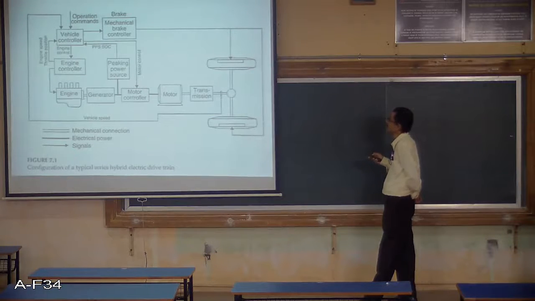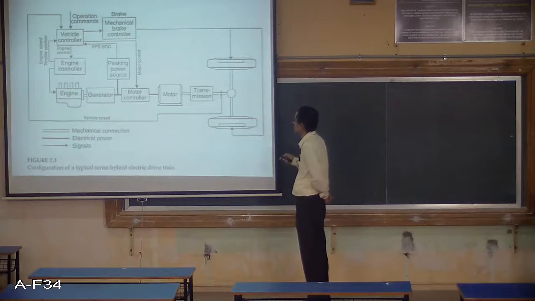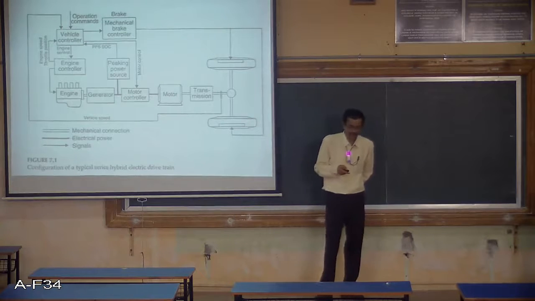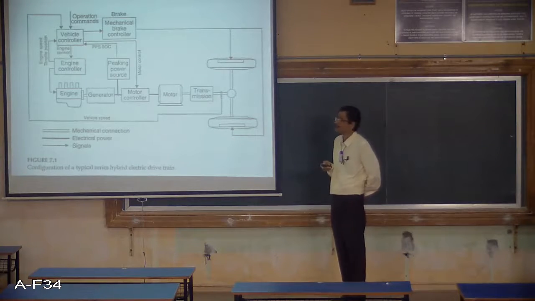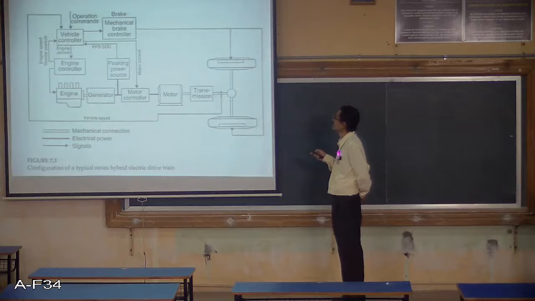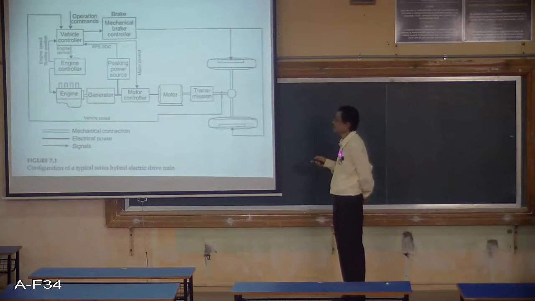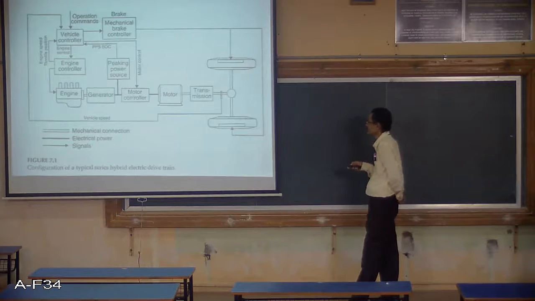Then what is the need of the mechanical brake controller? Suppose regenerative braking is already taking place and you want to stop the vehicle suddenly. In that case this regenerative braking link cannot stop the motor or the vehicle immediately. So for stopping the vehicle immediately, you need the mechanical brake along with the regenerative braking. That is why it is required. This part we have already covered in the last class.